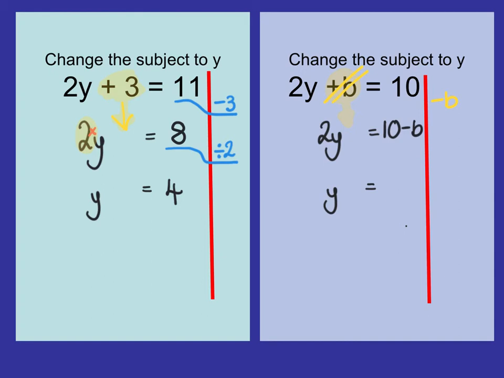Next line, remember, there's a times sign missing between the 2 and the y, and the opposite of times by 2, so that I can get y on its own, is to do share by 2. 10 minus b shared, remember this line means shared, 10 minus b shared by 2.